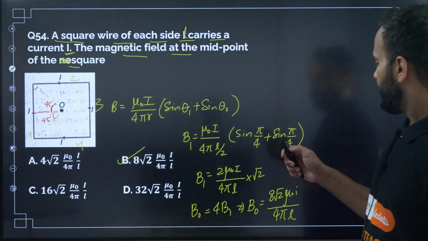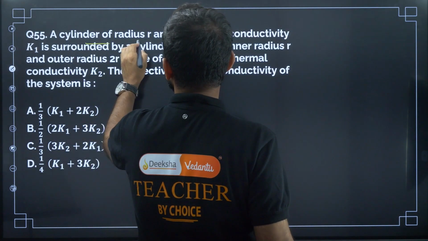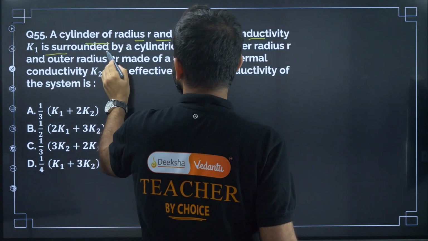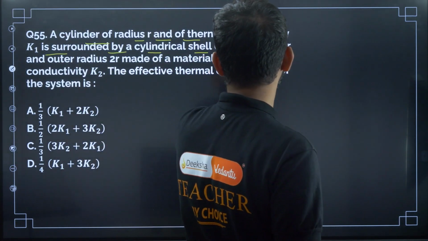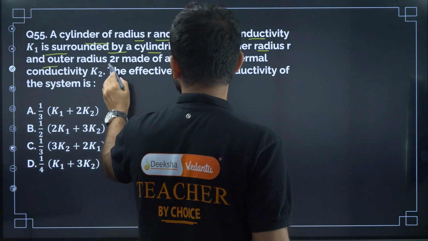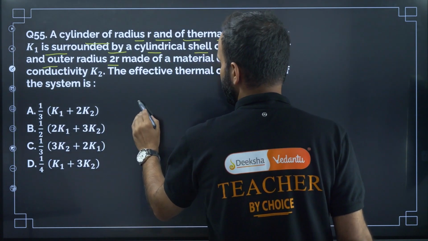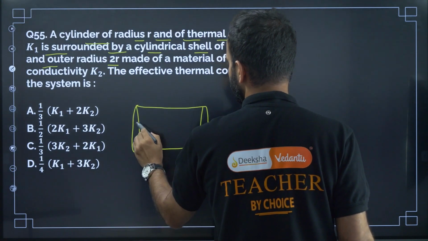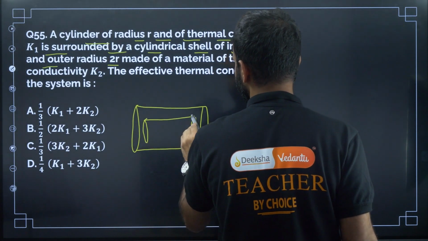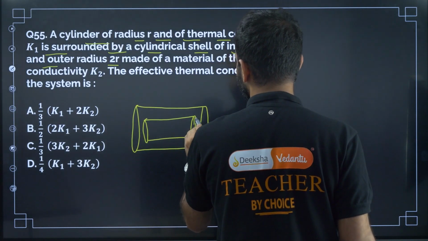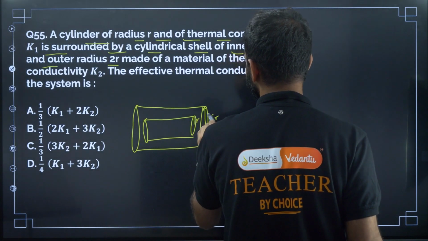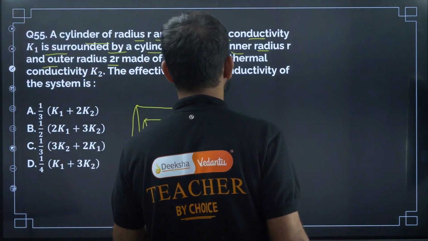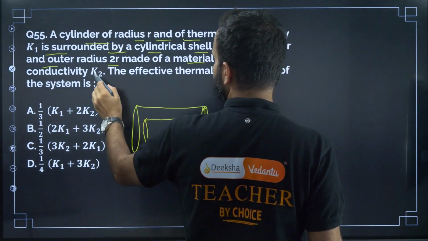Okay, yeah. Next one, question number 55. A cylinder of radius r and thermal conductivity K1 is surrounded by a cylindrical shell of inner radius r and outer radius 2r. Okay, so let us draw the diagram. So this is the outer shell, this is the inner shell, r and 2r, made of a material of thermal conductivity K2.